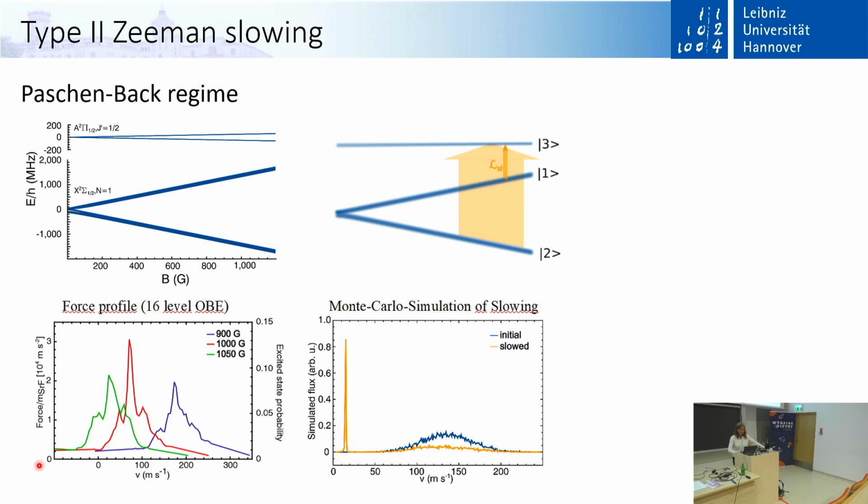So this is force as a function of velocity. It's narrow in velocity space. That's what you need for Zeeman slowing. It's also dependent on the magnetic field, so it moves around when you change the magnetic field. And putting this into a Monte Carlo simulation, you indeed compress the entire velocity distribution from a buffer gas source to a narrow peak at low molecular velocities.